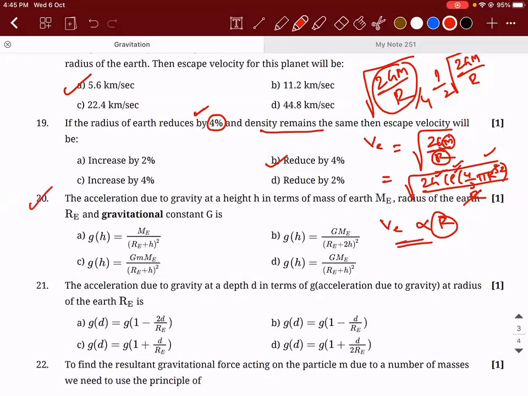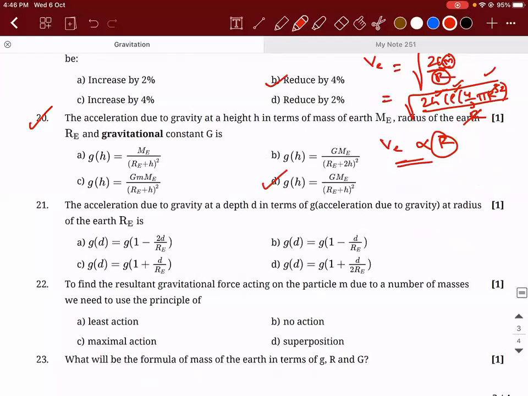20th. The acceleration due to gravity at a height h in terms of mass of Earth and the radius of the Earth. Okay, this one you know. Look at the right option, D. Correct. The acceleration due to gravity at depth d in terms of g, at radius of the Earth being RE. What is the answer? Option B, sir. B, 1 minus d divided by R. The density and all we use, no?